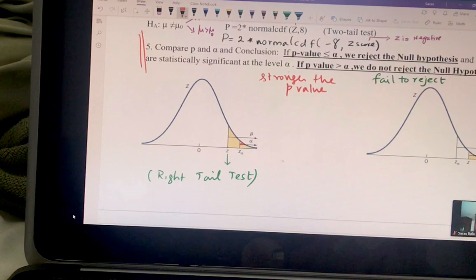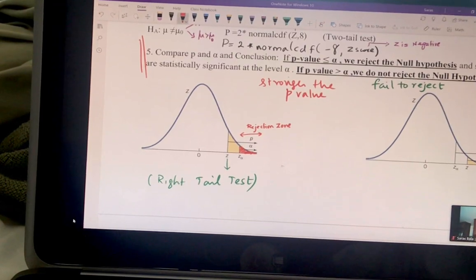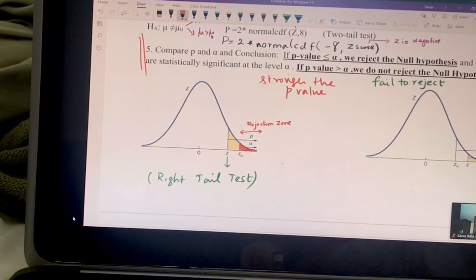Alpha is going to be the red zone, and that's going to be usually 5% or 1% probability. That number is also going to be given in your problem. So this is what I call the rejection zone. Rejection probability or the rejection region. You can call that rejection zone or rejection region.